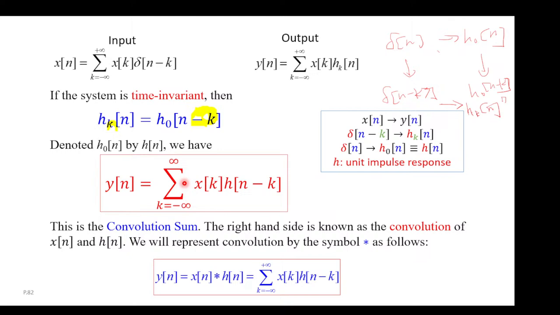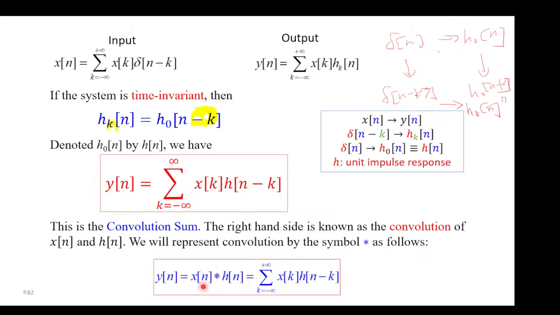So this is a convolution sum, and an expression like this is called a convolution. If you just look at the expression on this side, the summation over k from minus infinity to plus infinity of x of k, h of n minus k, you can think of it as an operation you do on two signals. You have a signal x of n and a signal h of n, and the convolution of them is this summation over k from minus infinity to plus infinity of x of k, h of n minus k. This makes sense, right?